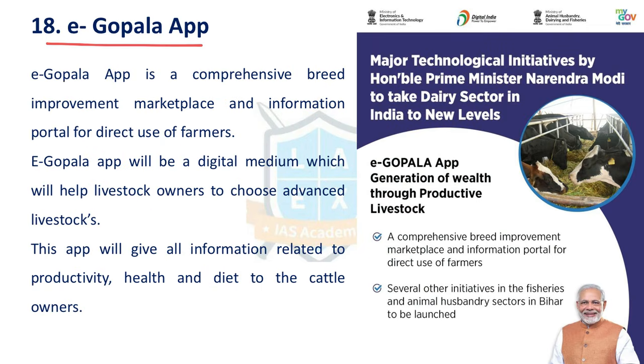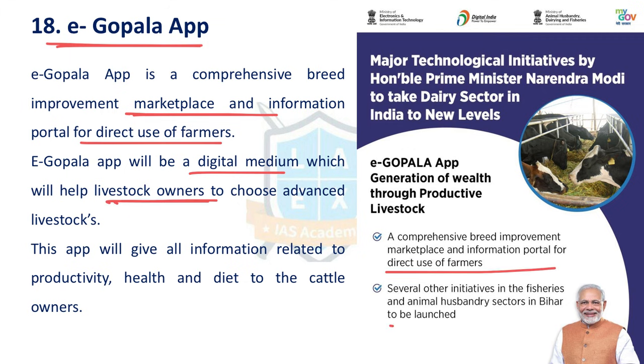Next issue is eGopala app. eGopala app is a comprehensive breed improvement marketplace and information portal. This app provides digital information on livestock owners. What are the measures that have to be taken? There are other initiatives to promote fisheries also. eGopala is for livestock only. This is to promote the livestock sector. This provides information related to productivity, health, diet to the cattle owners.